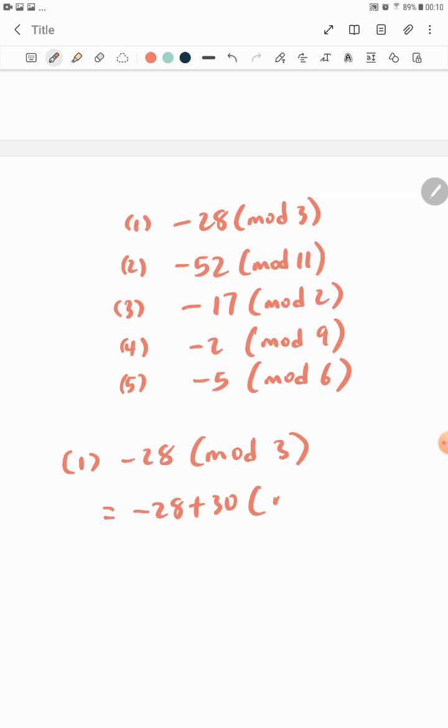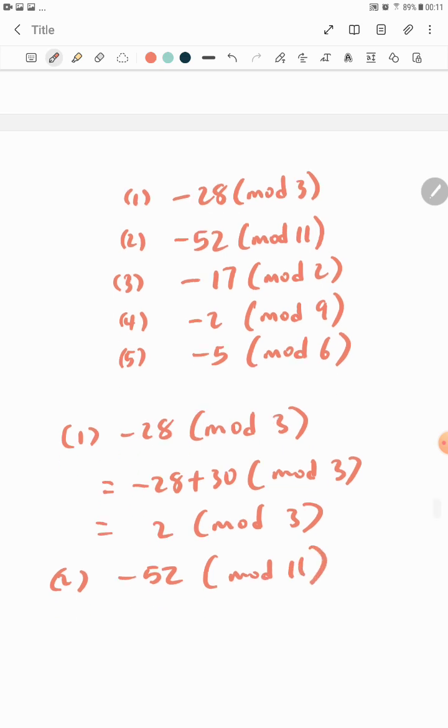So I'm working with this modulo 3, and then our answer will be minus 28 plus 30, which will give me 2 mod 3. And because this 2 is less than the modulus, that will be our final answer. Number 2, minus 52, and then I have mod 11.